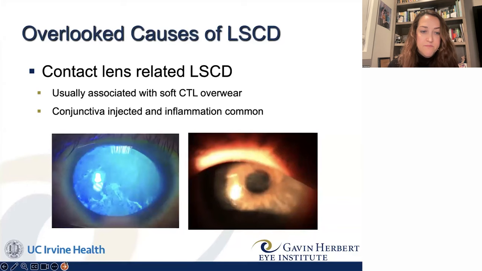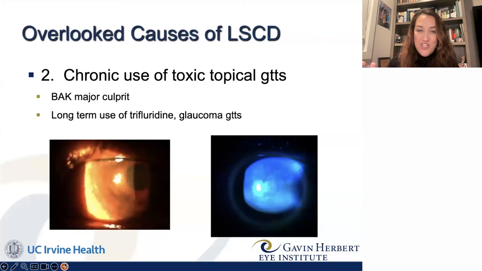The next overlooked cause of limbal stem cell deficiency is chronic use of toxic topical drops, such as preserved glaucoma drops, or patients who may have had longer than necessary exposure to, for example, trifluridine, which is an antiviral used for herpetic keratitis. These patients, if they have that exposure for a long time, will also develop limbal stem cell deficiency. Often their ocular surface looks very irregular. They get punctate keratitis. And again, that limbus can look injected and inflamed and abnormal.